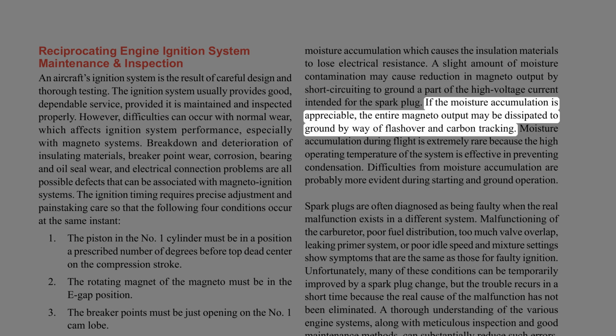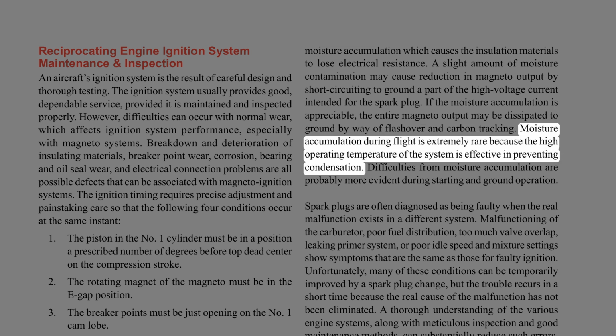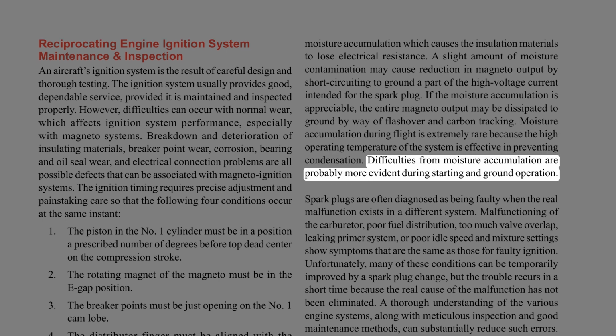If the moisture accumulation is appreciable, the entire magneto output may be dissipated to ground by way of flashover and carbon tracking. Moisture accumulation during flight is extremely rare because the high operating temperature of the system is effective in preventing condensation. Difficulties from moisture accumulation are probably more evident during starting and ground operation.